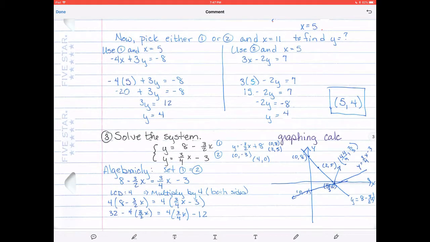All right. Then once I find x equals 5, I put it into one of the equations. Now, what I did is I did it twice so I could show you that it doesn't matter which one you use. Okay, so this is using equation 1, and this is using equation 2. So this is 2, and this is 1. And both times you get 4. All right, I just did it using both equations so that you know that you get the same answer.